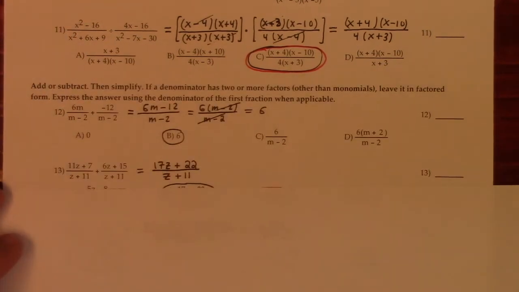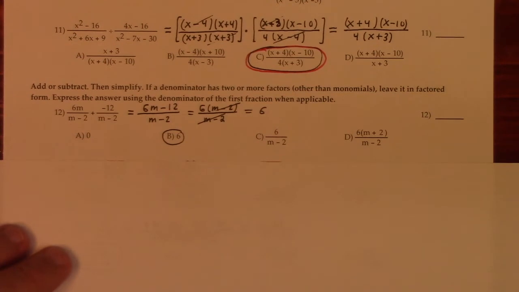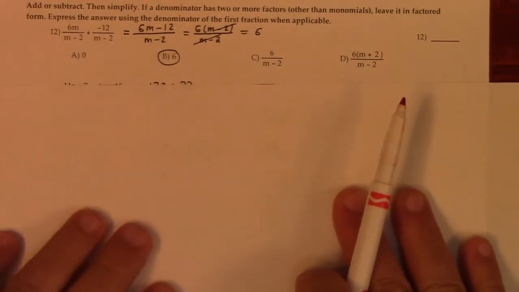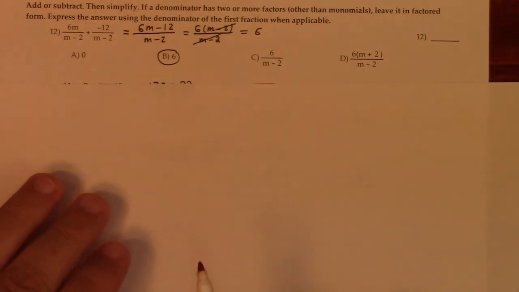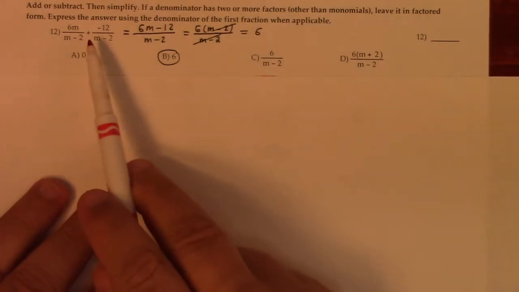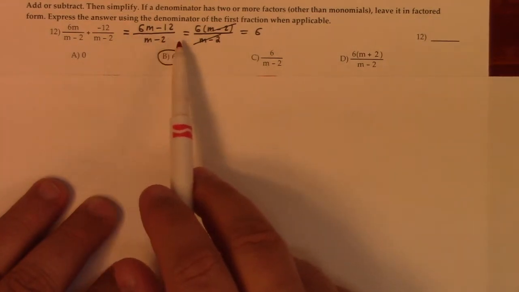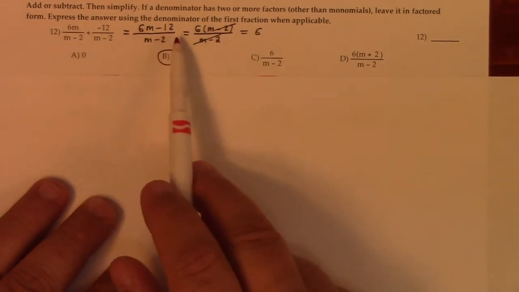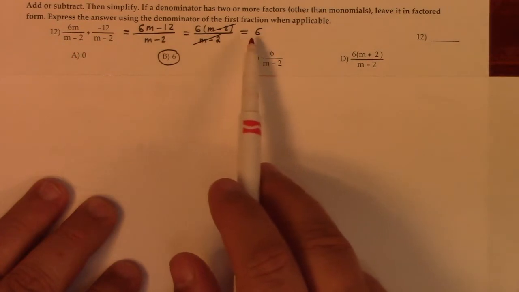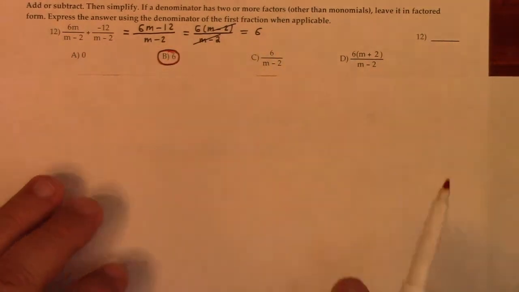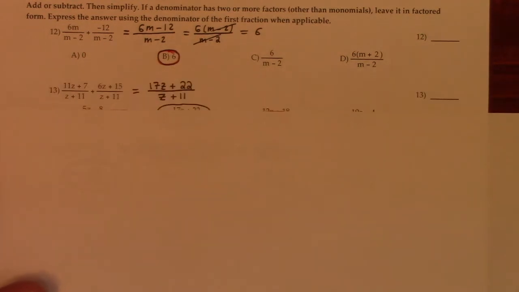Now we move on to addition of fractions problems, right? And they start us out pretty gentle. They start us out with ones that already have the same denominator, right? So common denominator, m minus 2, hooray, we can then add them. Add the numerators, 6m minus 12, factor 6 out, then we get m minus 2 canceling, and we're left with 6, part B.